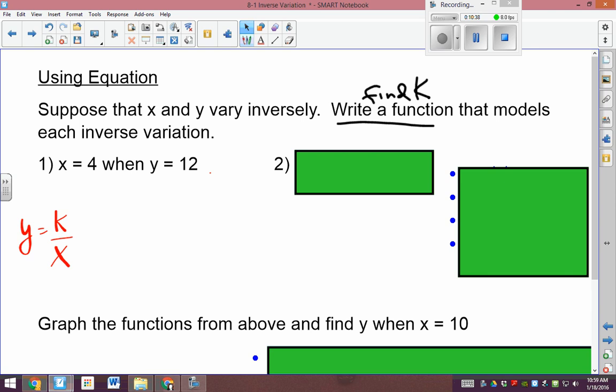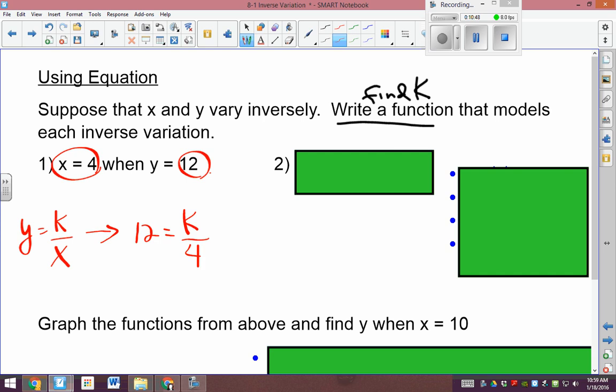So plugging into this equation, I have a y, so I'm going to put 12, and I don't know k, and I have an x, which is 4. If you're trying to solve for k, think of this as a proportion and cross multiply. Or you could just multiply by 4. So 12 times 4 is 48. That's k. And 1 times k is k, so k is 48.